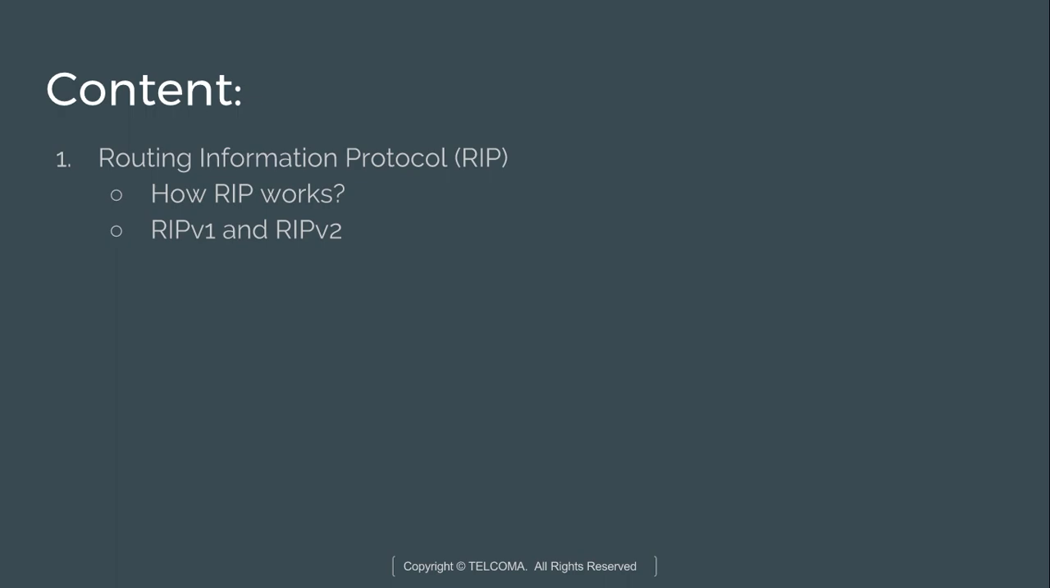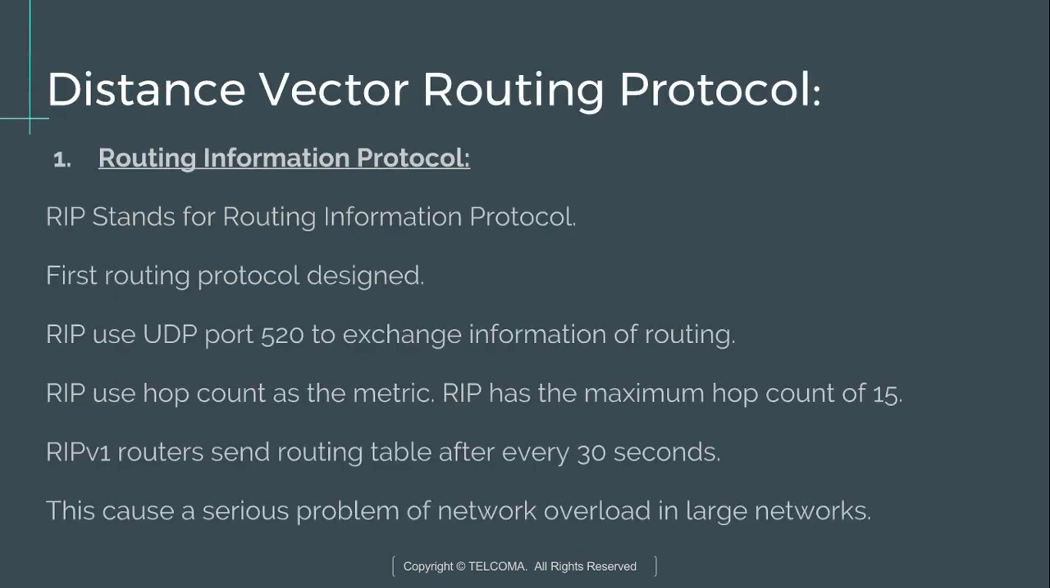and RIP version 2. So let's first start with what RIP, the Routing Information Protocol, is. It is the first routing protocol which was designed to route packets in the network. RIP uses UDP port 520 to exchange routing information in the network. Note that RIP uses hop count as the metric. It means it counts the intermediate devices between the source and destination.